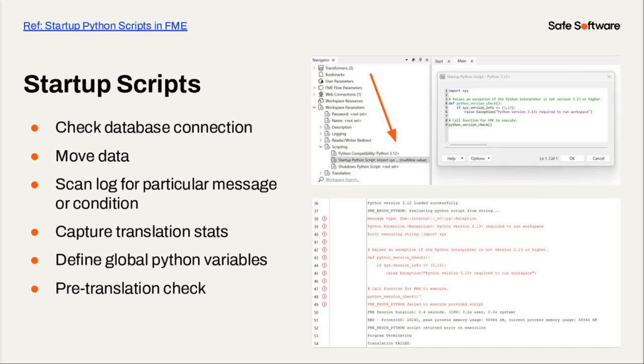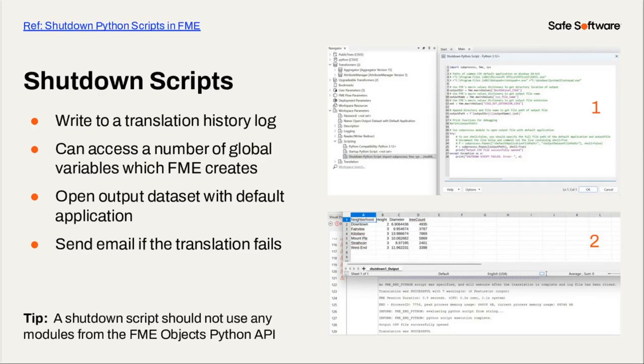And then the screenshot below was taken after I attempted to run the workspace with Python version 3.12. So the translation failed here, and it explains why. This was expected because the Python script was meant to raise that exception if the Python interpreter is not version 3.13 or higher. I've also referenced an article at the top that talks a bit more about startup scripts and gives you a few more examples.